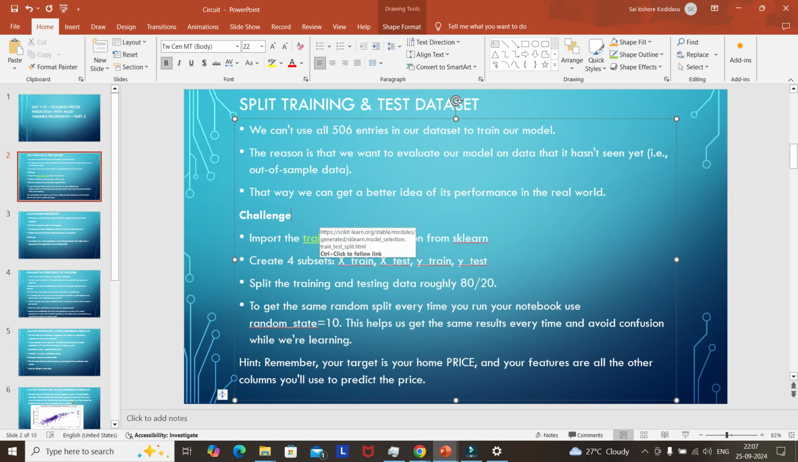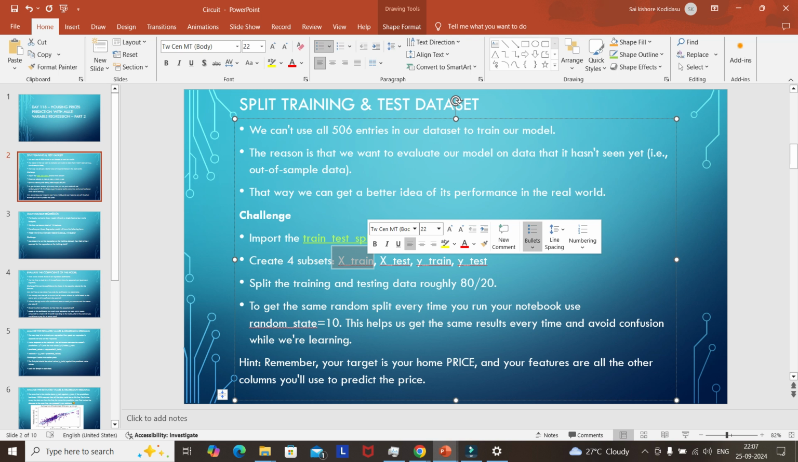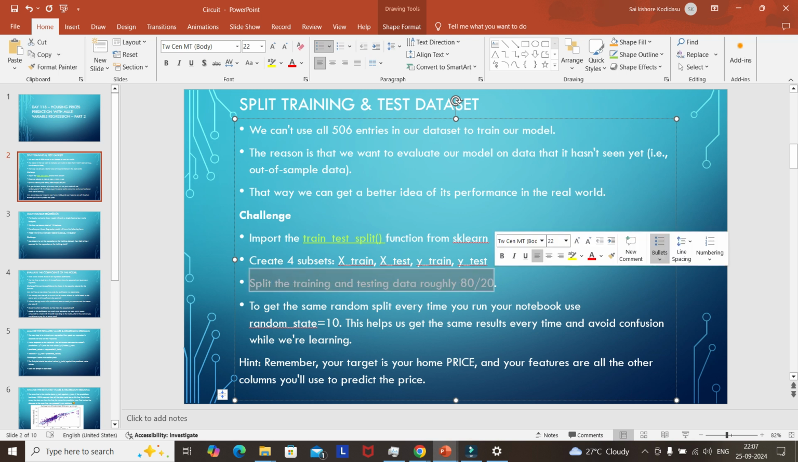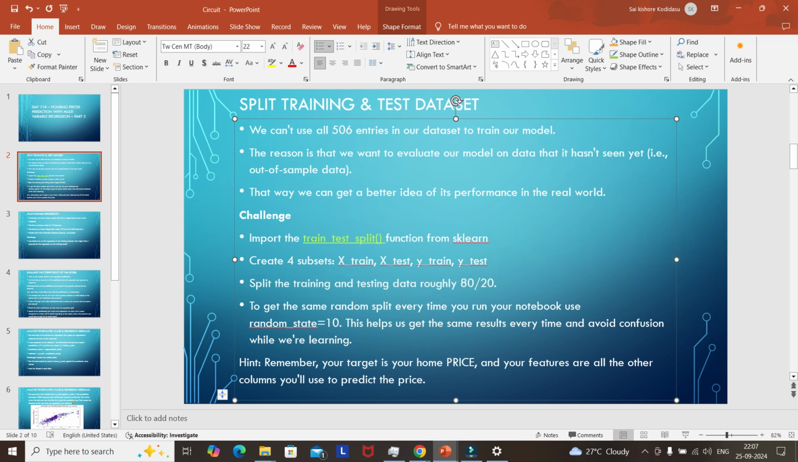So we will be splitting our test and train data into four subsets, like X train. X train is going to be the independent training set, and Y train is the prices already available. I will be explaining once we do the code. Generally we split training data and testing data by 80/20 ratio. Then a random split. Random state is again, whenever we split data, it should not change whenever we run our models every time.